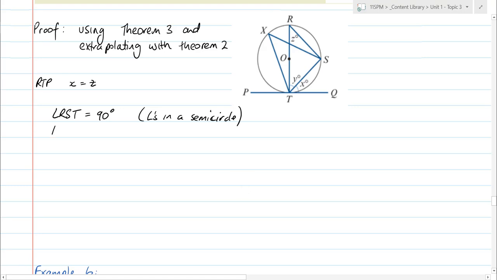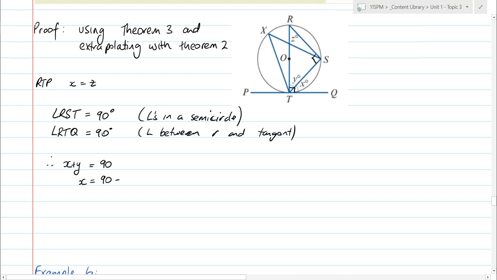And angle RTQ is also equal to 90 degrees. This is the angle between the radius and the tangent. So that's theorem 5 we've just done. Theorem 3 and theorem 5 give us that. So I've got a right angle here and I've got a right angle here. And therefore, X plus Y is equal to 90. So X is equal to 90 minus Y.